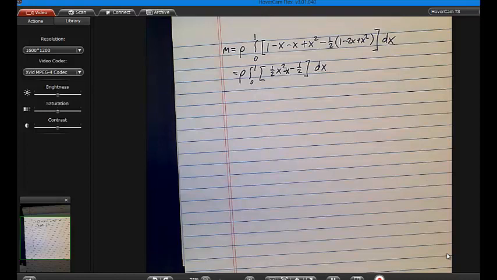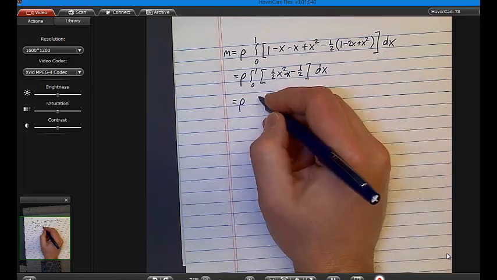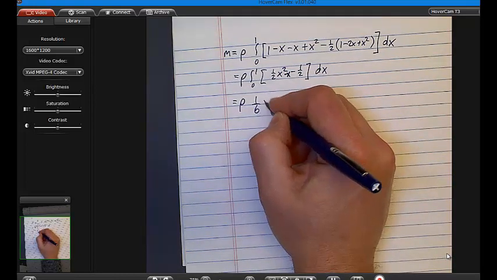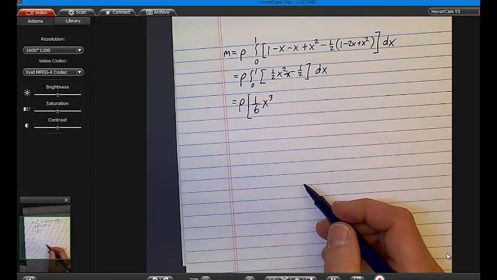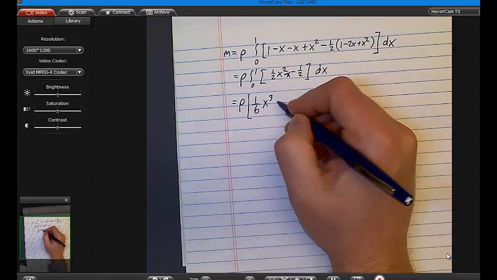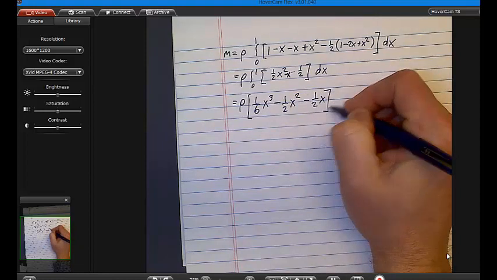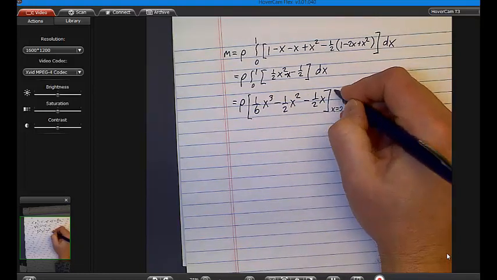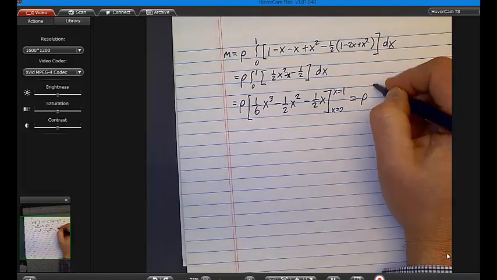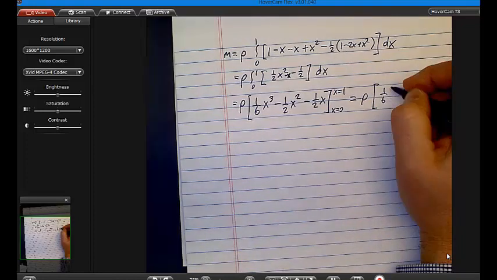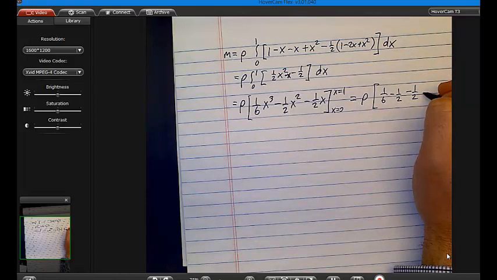Okay, now I'm ready to integrate. Here we go. This is rho times, now when I integrate the first piece, I get 1/6 x cubed. And then when I integrate that x that you guys found, it's minus 1/2 x squared, and then minus 1/2 x. And this is from x equals 0 to x equals 1. Oh, okay. So I just get rho times 1/6 minus 1/2 minus 1/2. Right?